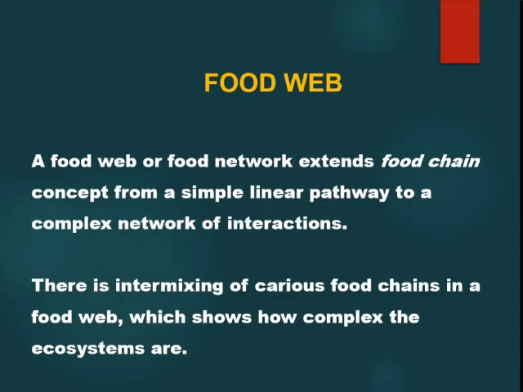Next, food web. There are so many food chains in an ecosystem, and all these food chains are in intermixing condition. So the intermixing of various food chains can create a web or network, that is known as the food web.